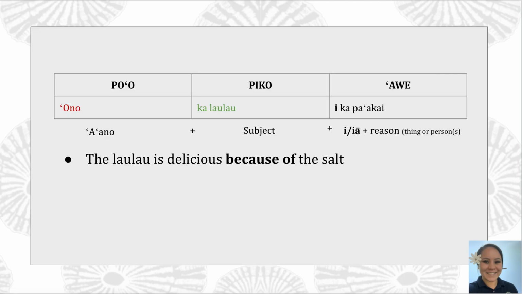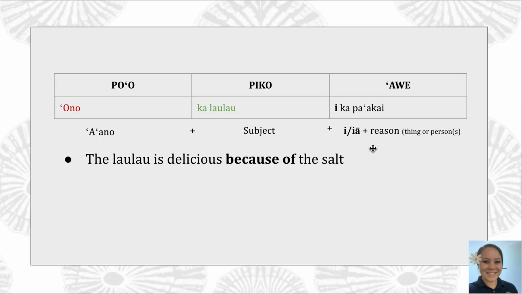Here, the lau lau is delicious because of the salt. The lau lau is delicious because of the salt. So, again, starting with the ano, we know that within this English sentence, the ano word here would be delicious or ono. Yeah, so we put that in the po'o. And then we have our subject. What is ono? The lau lau. Yeah, the lau lau is ono. Ono kalau. Then in our ave again is the cause, right?